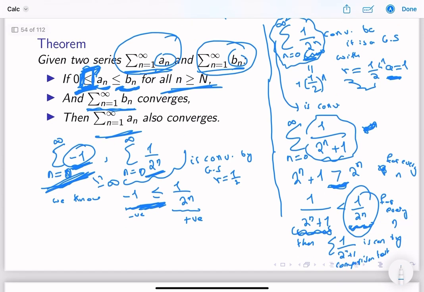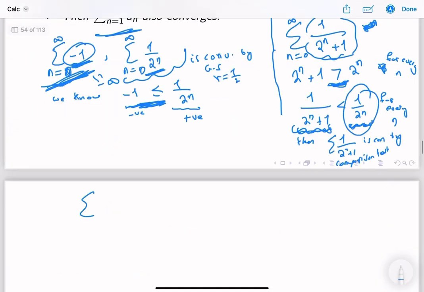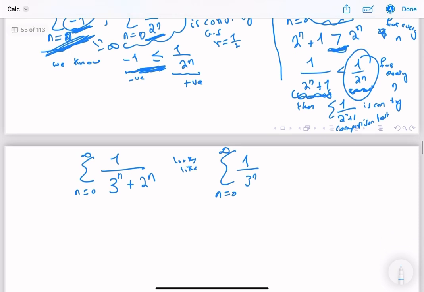So let's take another quick example, just to reapply the theorem. If you take the sum of 1 over 3 to the n plus 2 to the n, from n equals 0 to infinity. So this looks like a geometric series, 1 over 3 to the n or 1 over 2 to the n. So you're kind of feeling that this should converge, right?